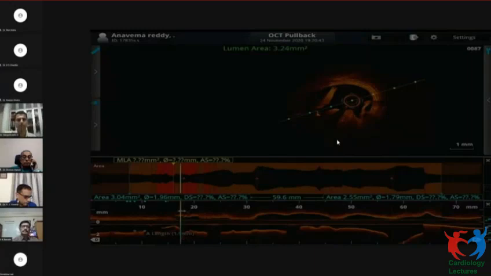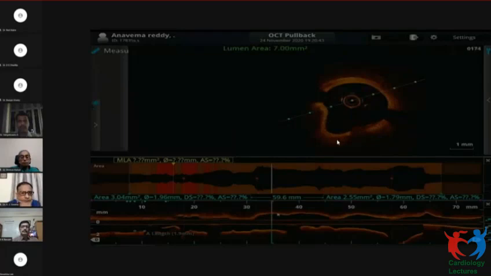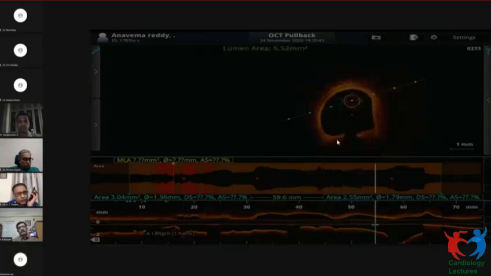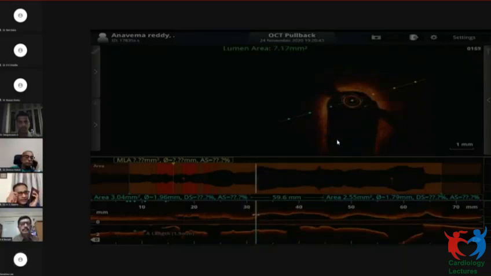Now you can see calcium is there proximally also, but we have chosen the landing zone here, 7.3, where the diameter is about 3. So our intention is to take a 28 mm cover from here to here, so that we cover the entire diseased LAD. If you see here, plaque is there, even here plaque is there, but the area is good everywhere: 5.7, 5.2, nowhere is it 4.5. From here onwards the area is definitely 4. That's the reason I have chosen this.